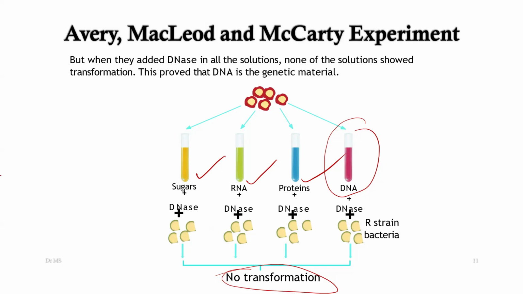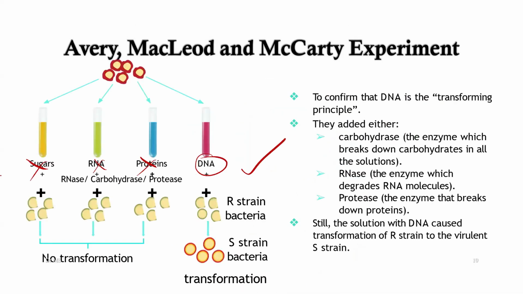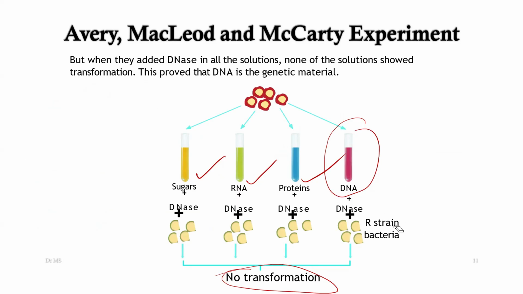Understood? So you see here, to confirm that DNA is the transforming principle, they added the carbohydrase, RNase, and the protease, so that all the carbohydrates, RNA, and the proteins will digest. That still showed the transformation because I didn't digest the DNA. But in the next experiment, I also added DNase, and there is no transformation. From that, they showed the evidence that it would be the DNA, the genetic information or the transforming information.